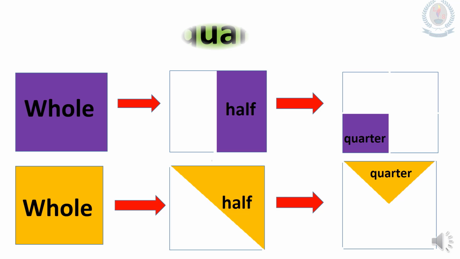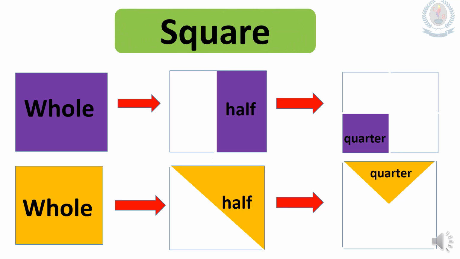Now you can see squares here. The first one, whole. You can see the whole square. Then after that, half square and quarter. Squares can also be cut into quarters. Now look at this: whole, half and quarter. Very easy to understand.